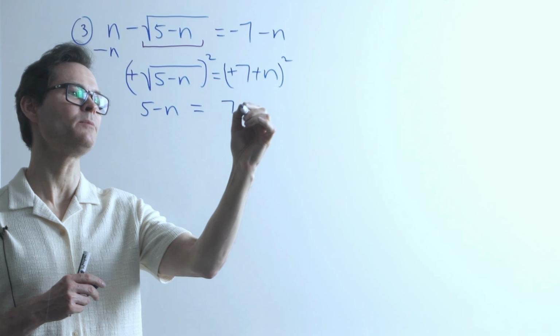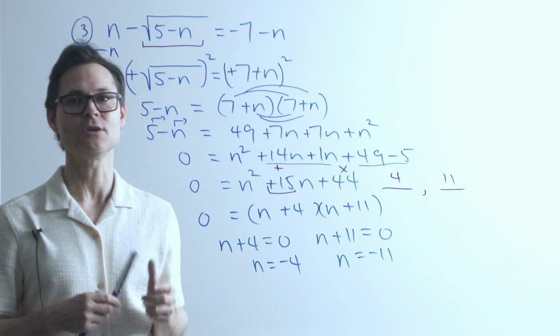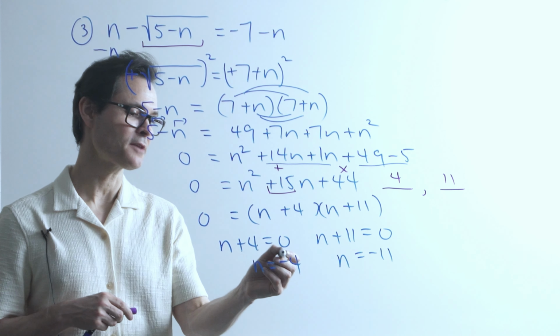And if n plus 4 is equal to 0, then I can subtract 4 from both sides, and n is going to be equal to negative 4. This one here, if I subtract 11 from both sides, n is equal to negative 11. Now I have to check my answers. This is really important with radicals because very often the answers are what we call extraneous and they just don't balance the original equation. So let's check them one at a time.